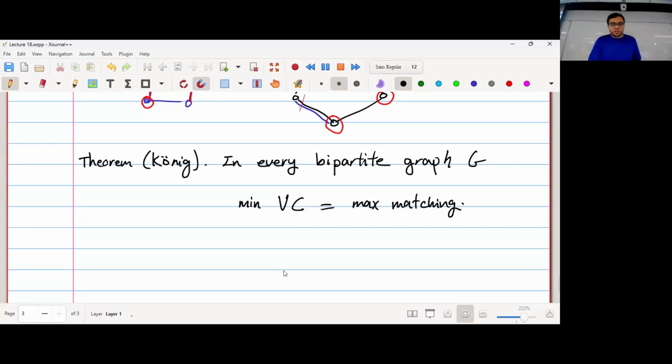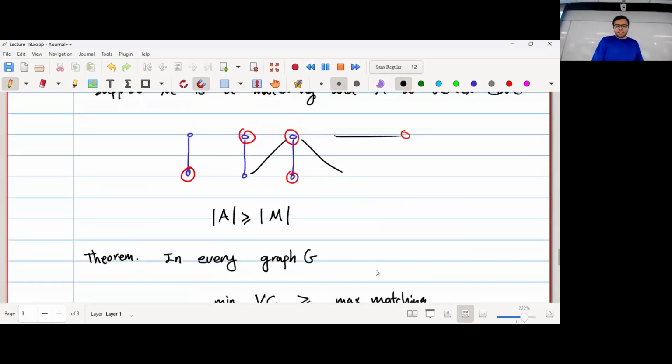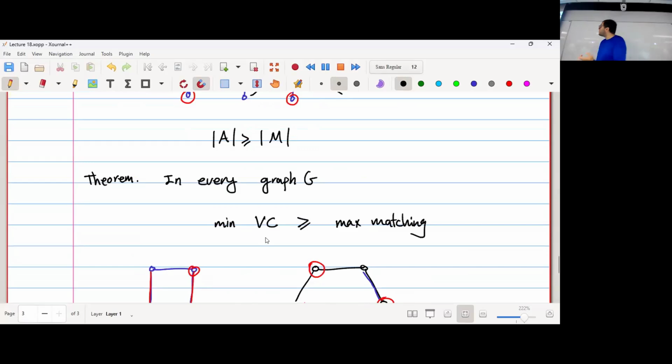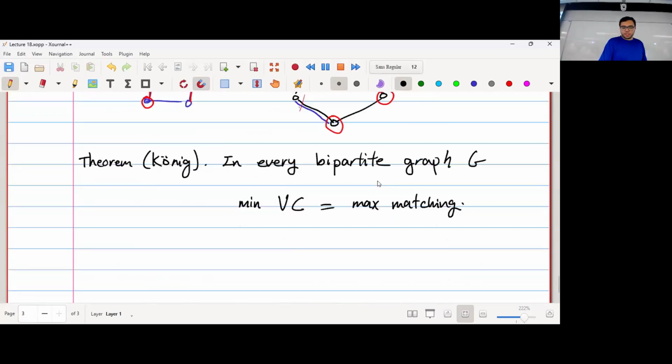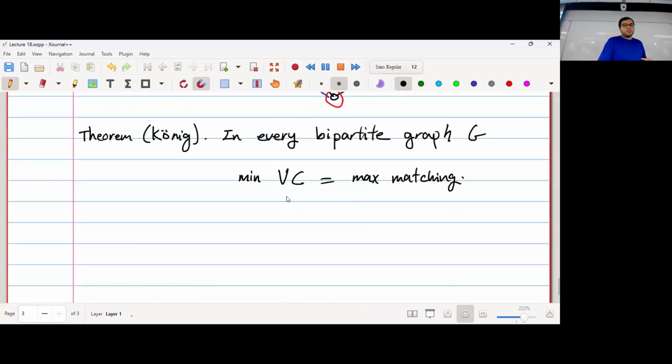We know one thing for sure. We've already proven that in every graph, the size of every vertex cover, including the minimum vertex cover, is greater than or equal to the size of every matching, including the maximum matching. So I definitely know that minimum vertex cover is greater than or equal to max matching. I want to show the other side. I want to show that min vertex cover is less than or equal to max matching.